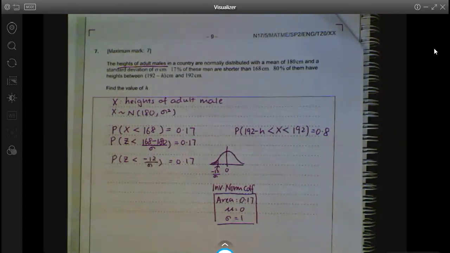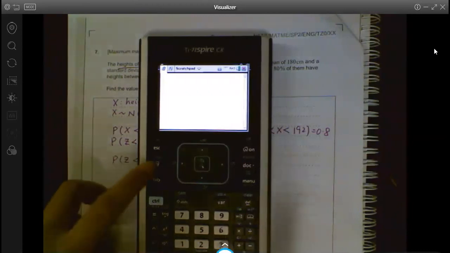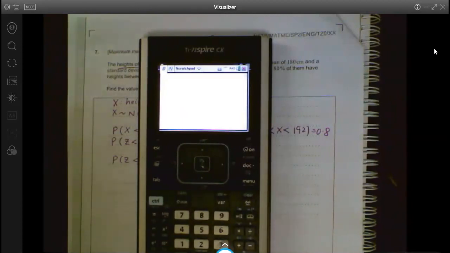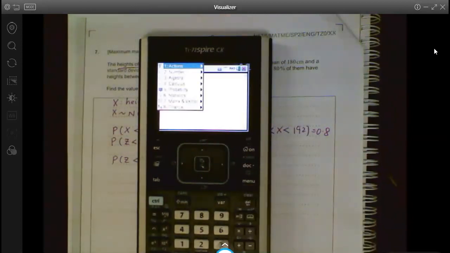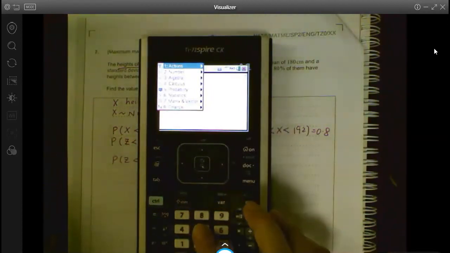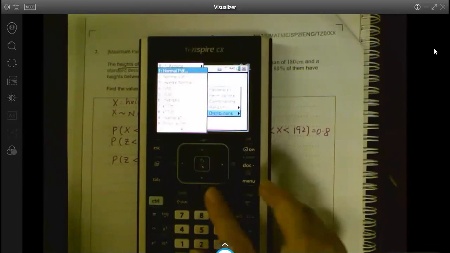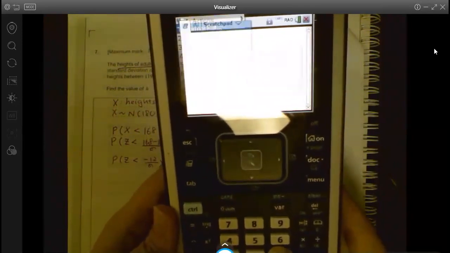So you turn on your calculator. I hope it's not too blurry. Then you press this to get to this page, and then you press menu. Then you press probability, which is 5. Then we choose distribution, which is also 5. Then we choose option 3, which is the inverse normal. Make sure you have the inverse normal.